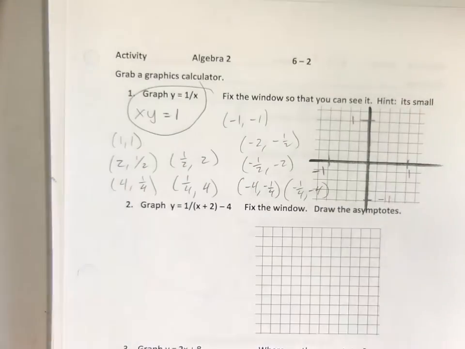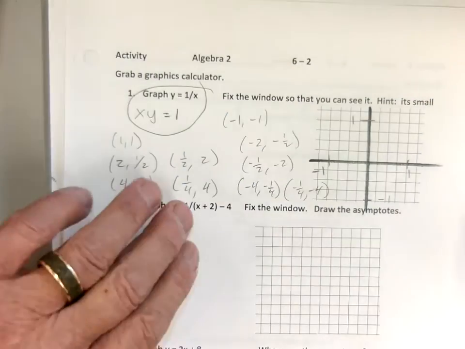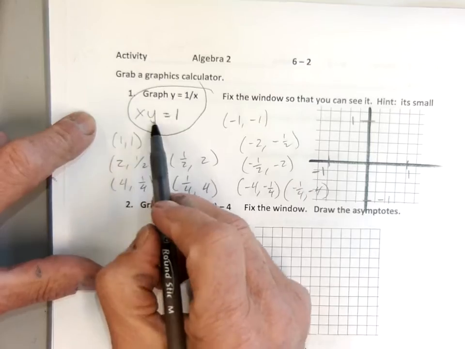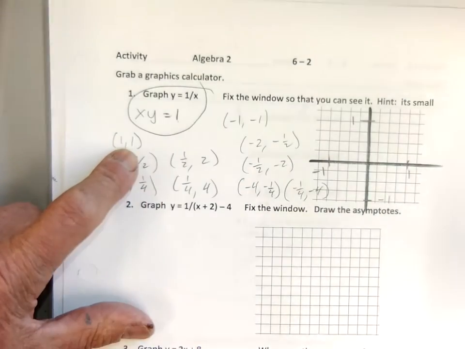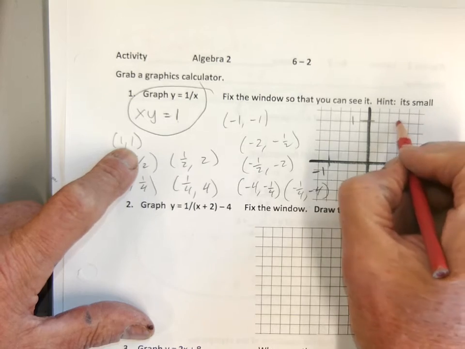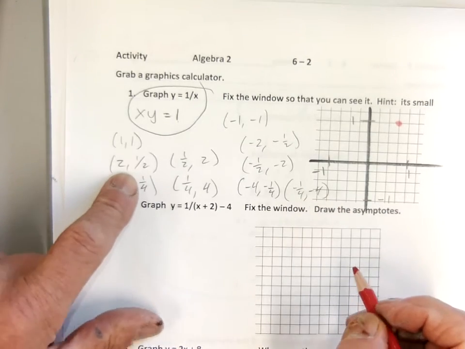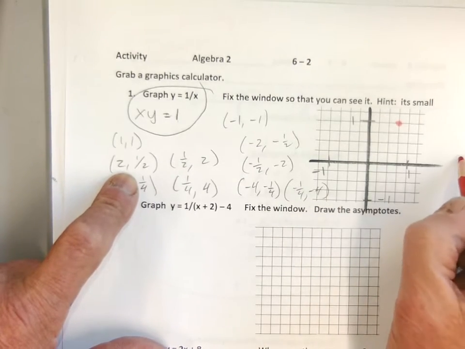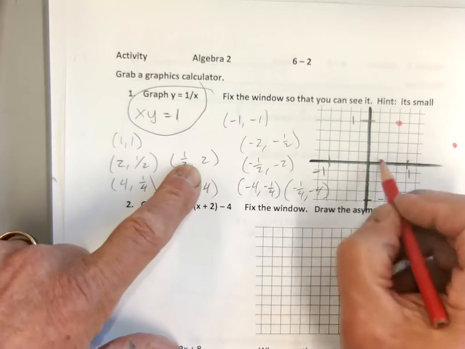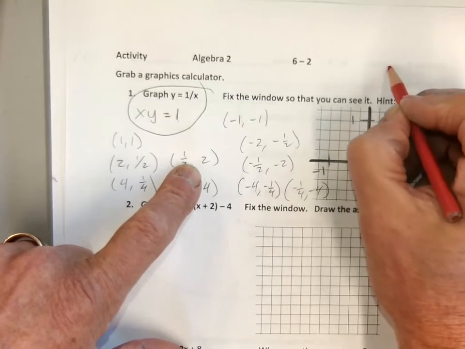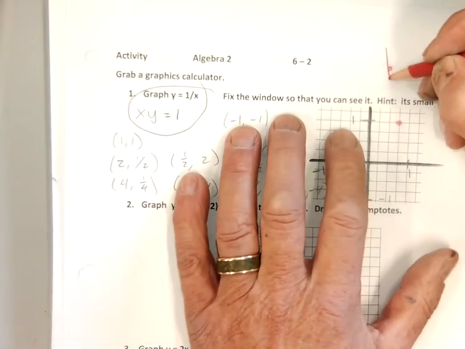All right, so if I take a look at x times y equals 1, I got 1 and 1. Let's see. If I go 1 and 1 on my graph, that's right about there. 2 and 1/2 would probably be right about there. 1/2 and 2 would be up here. My 4s aren't going to fit, but it looks something like that.